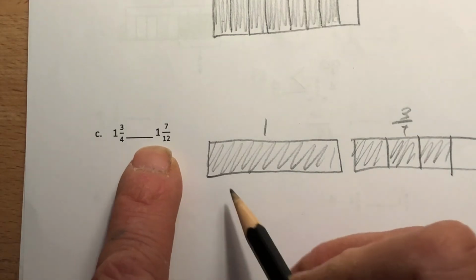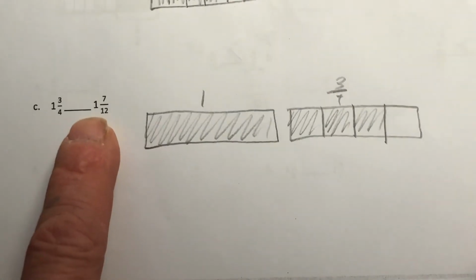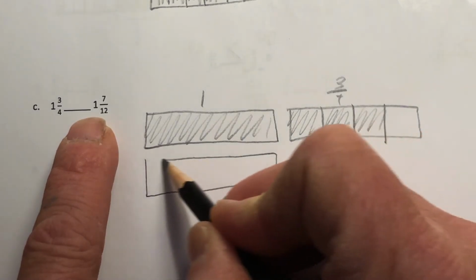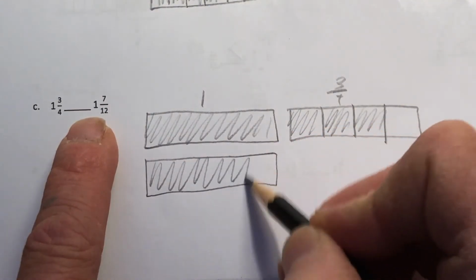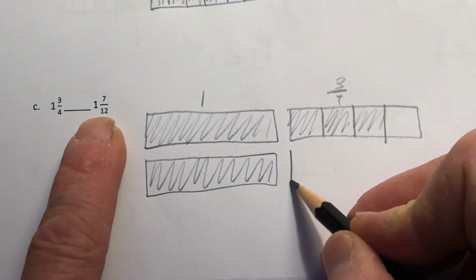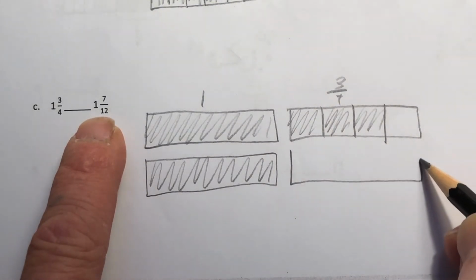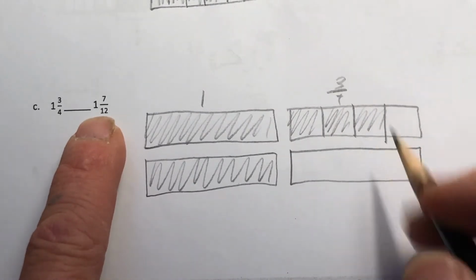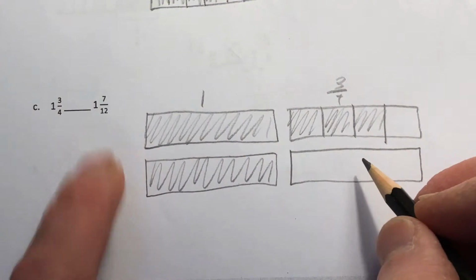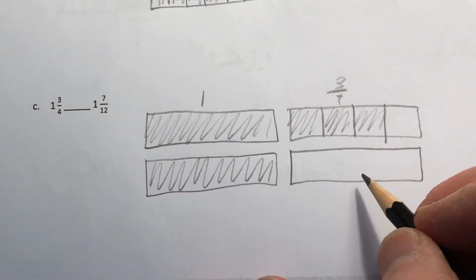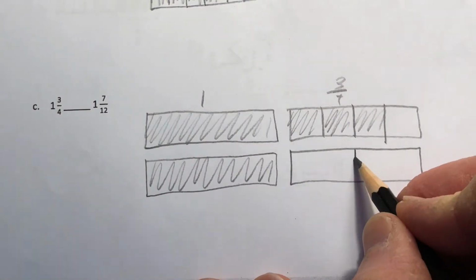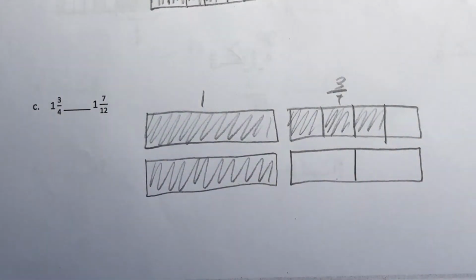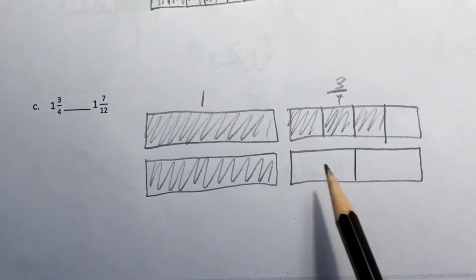Then over here, I'm going to do the same. It's 1 7/12. So here's my 1, same size rectangle, and here's my 7/12. Same size rectangle. Now 12ths. So this is split into fourths, and fourths and 12ths are related facts, right? So what I have to do is cut that down the side. Now I need 6 pieces here and 6 pieces here, right? So in order to do that, I need to do 5 and 5.